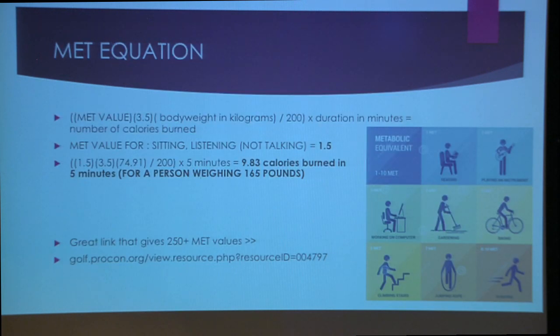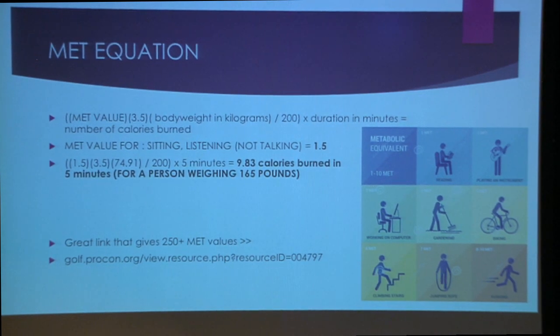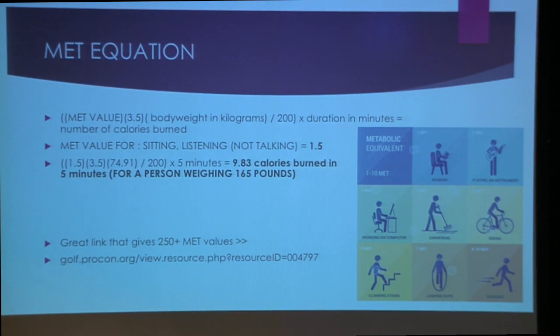So the MET equation is a specific derived equation in which you take the MET value that is given for that exercise, and then you multiply it by a constant 3.5. I don't know exactly why it's 3.5, but that is just how it is for every single one. Then you take those two values, and then you multiply by your body weight in kilograms. You take those three values, divide it by 200, and then multiply it by the duration of the exercise in minutes.